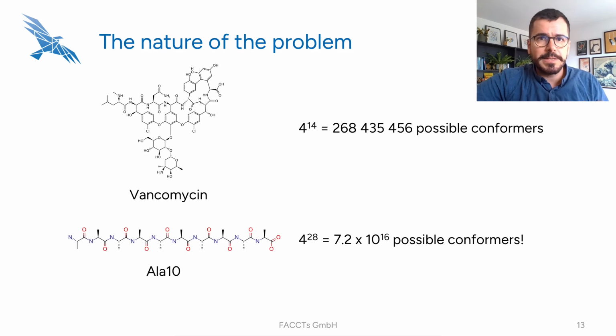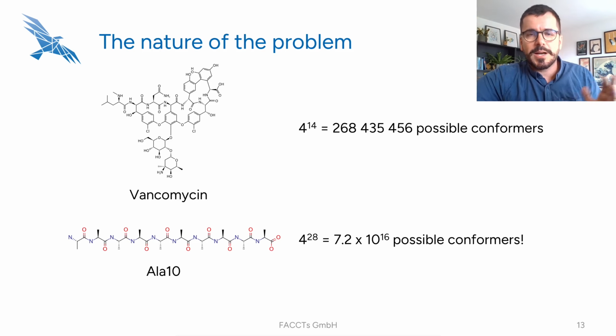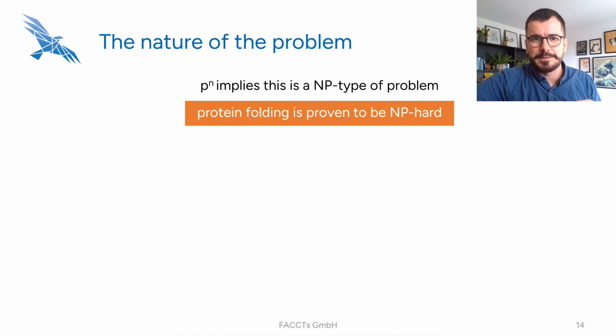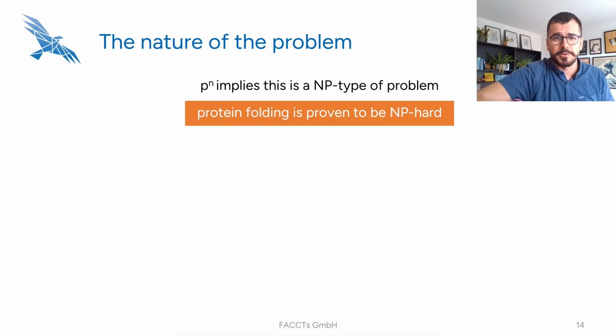For molecules that are a bit larger, like vancomycin, you would have 200 million conformers. And for something as simple as an alanine 10, which is just a decapeptide, not too special, if you count that it has like 28 more or less rotatable bonds, that's 10 to the power of 16. Which means even if you had a method that could calculate each conformer in 1 microsecond, you would need years to calculate all that. So that's a very complicated problem.